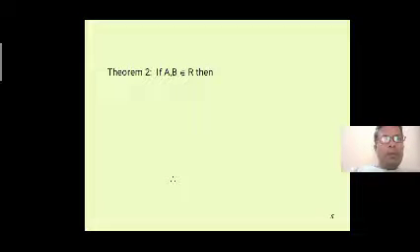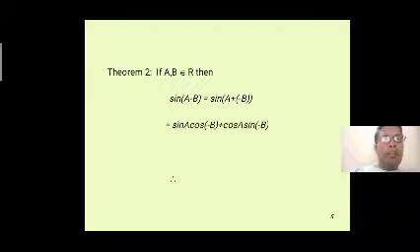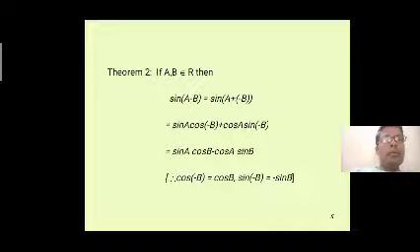Theorem 2. If a, b belongs to R, then sin of a minus b equals sin of a plus of minus b. Now we write sin a cos of minus b plus cos a sin of minus b. Then we write sin a cos b minus cos a sin b. Therefore, cos of minus b equals cos b, sin of minus b equals minus sin b. We know that cos of minus theta is always cos theta, and sin of minus theta is always minus sin theta.